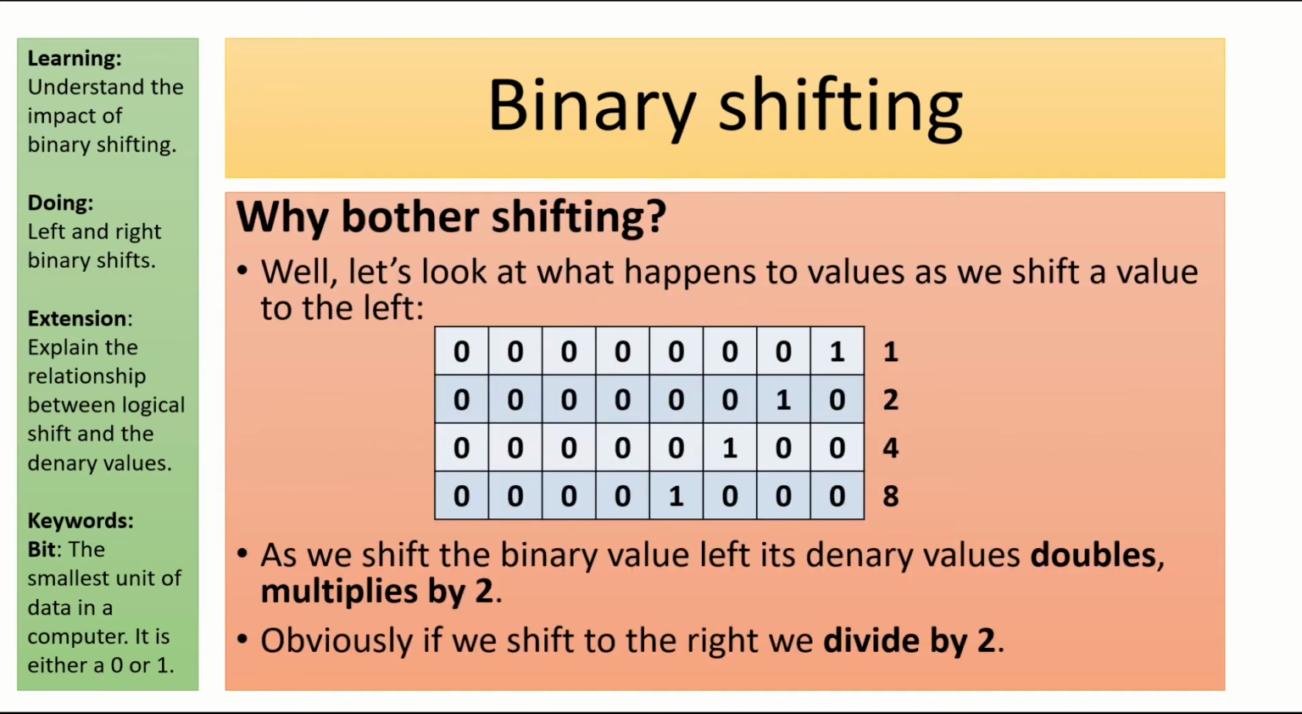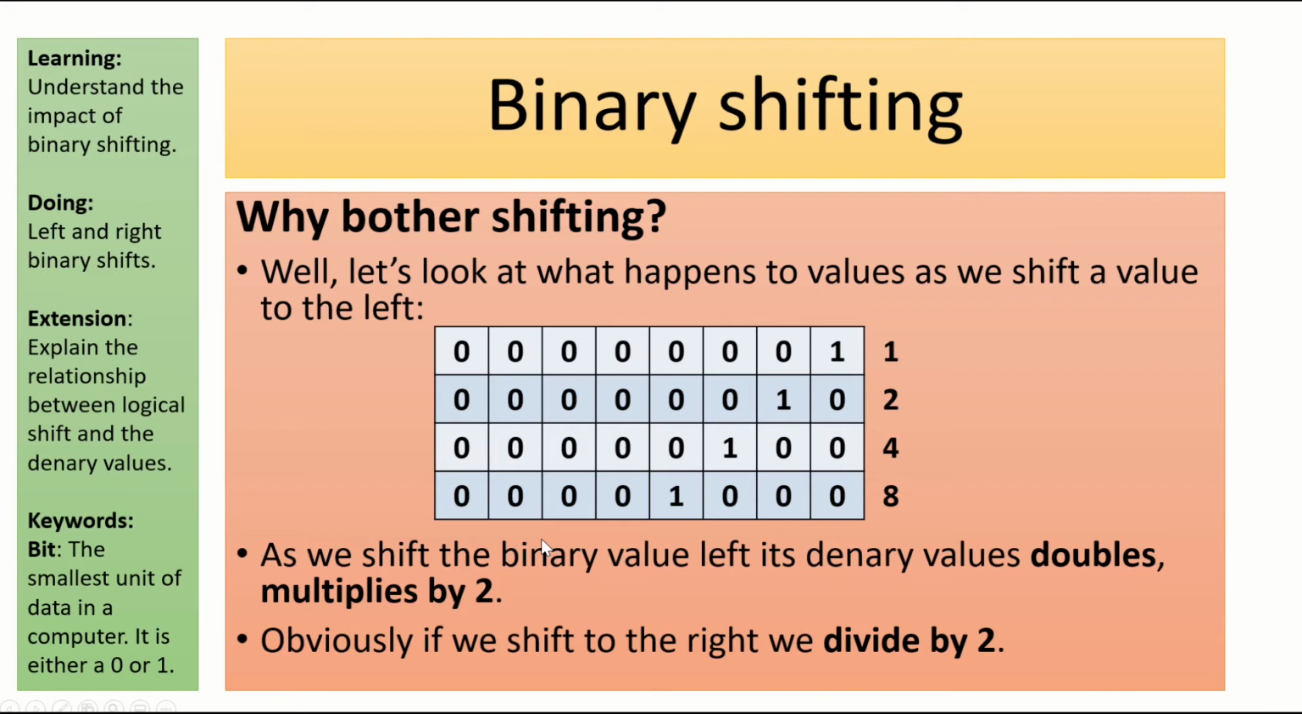So why do we bother shifting? If we shift a value to the left, all we're doing is shifting our binary value. On this first row, we've got 0 0 0 0, and when we shift that to the left, it doubles in value. We've gone from 1 to 2, we shift another place along, and we've doubled again, so 2 times 2 is 4. Then we've got 2 to the power of 3, which would be 2 times 4, which is 8, and then we're into the 8 value here.